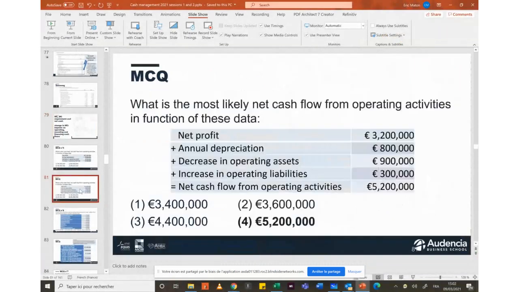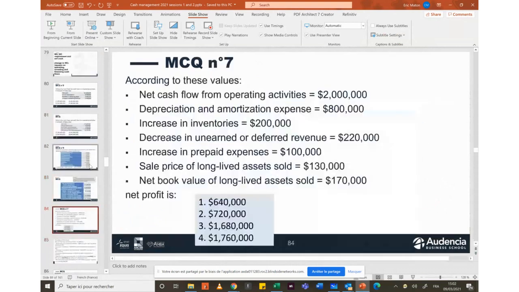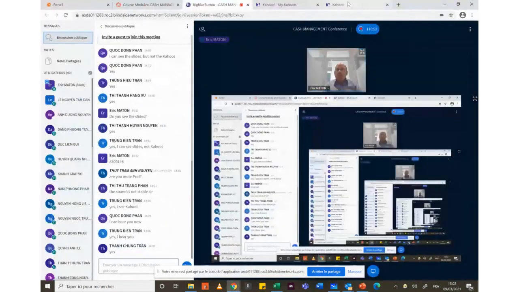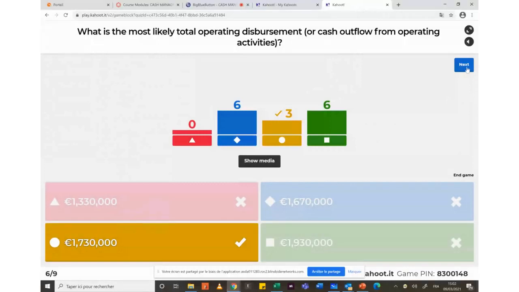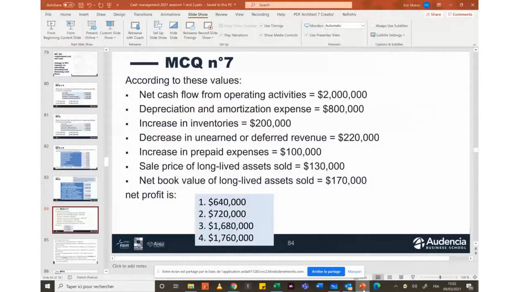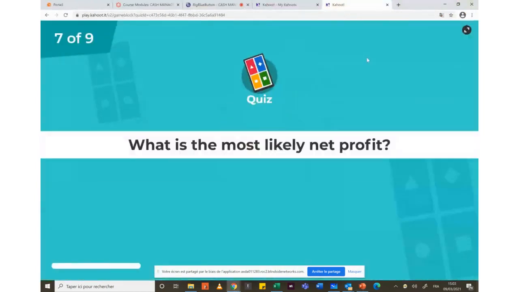So now we go to the MCQ. It was MCQ number 5. Number 6 is done. So now we will do MCQ number 7. So we continue with Scout. So I go to question number 7. You have 4 minutes to calculate the net profit. Here we reverse the process. You already have the net cash flow from operating activities, and you want to come back to the net profit. So, 4 minutes for the calculation.